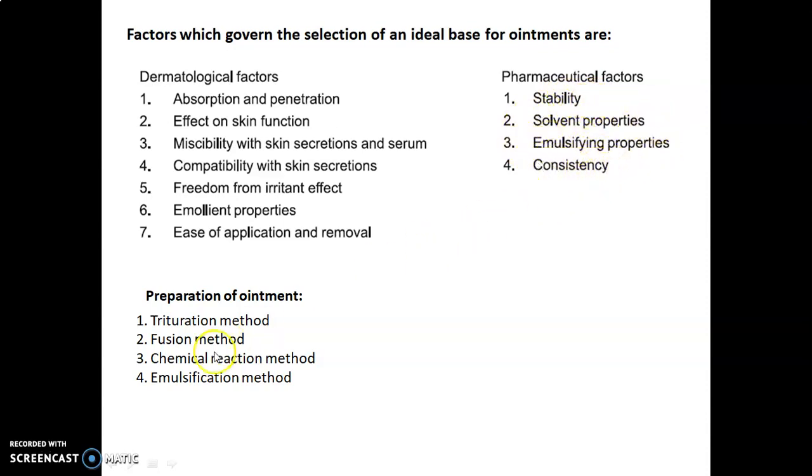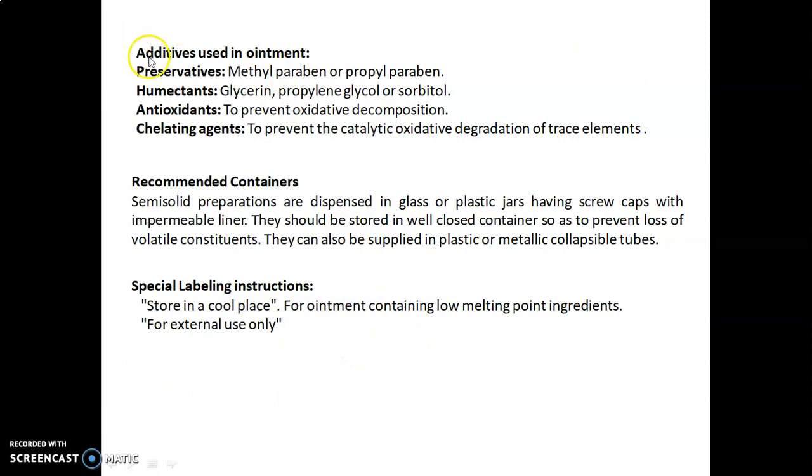and consistency. Then, preparation of ointment has four methods: trituration method, fusion method, chemical reaction method, and fourth, emulsification method. Let's discuss the additives used in ointments: preservatives, such as methyl paraben or propyl paraben; humectants, such as glycerin, propylene glycol or sorbitol; antioxidants, which are used to prevent oxidative decomposition; and chelating agents, which are used to prevent the catalyzing of oxidative degradation by trace elements.